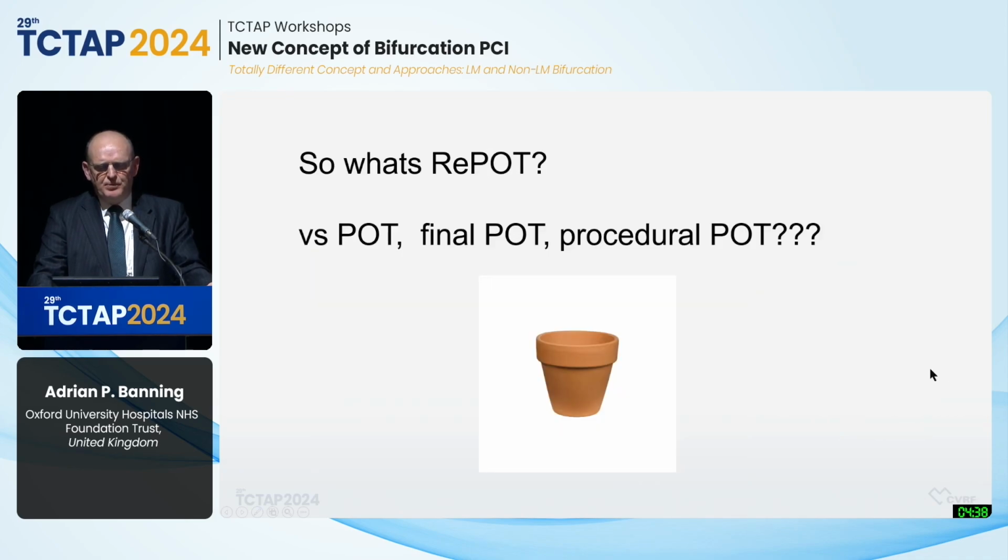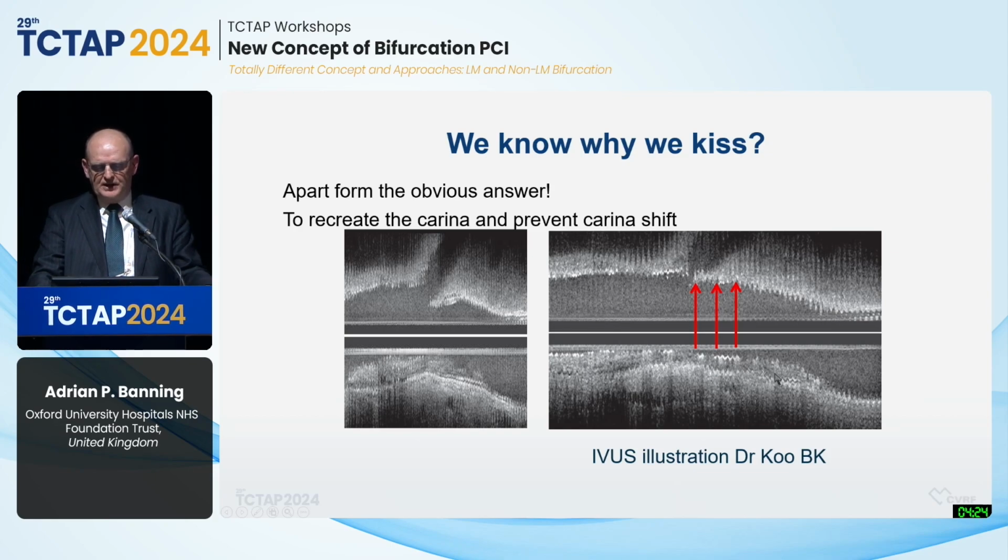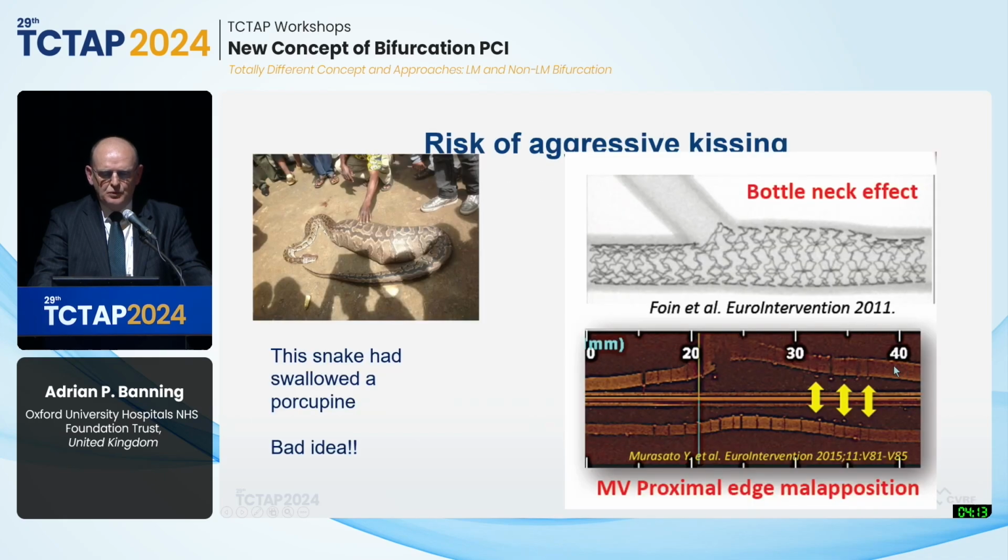So what's repot versus POT and final POT and procedural POT? Well, we know why we kiss, and we kiss to prevent and recreate the carina and prevent carina shift, and this is one of Professor Koo's slides. The carinal shift here, overdilatation beyond the side branch, has shifted the carina to narrow the vessel here. We don't want to do that, and that is a risk that we need to avoid.